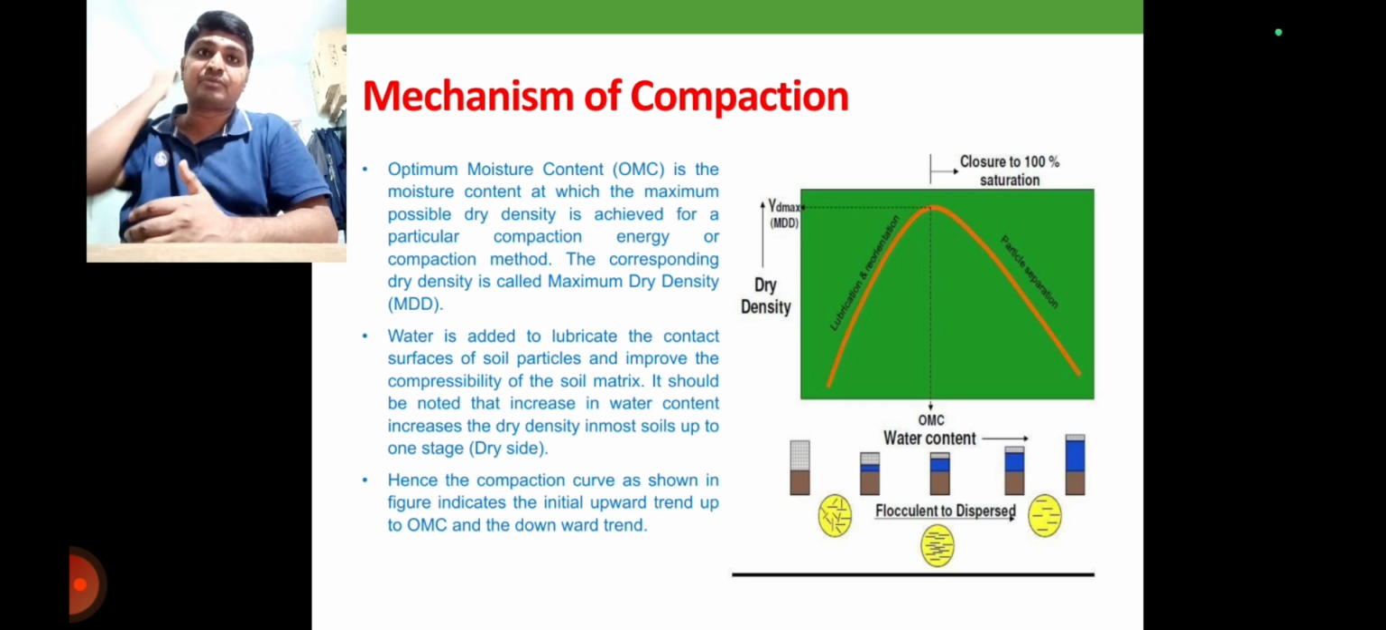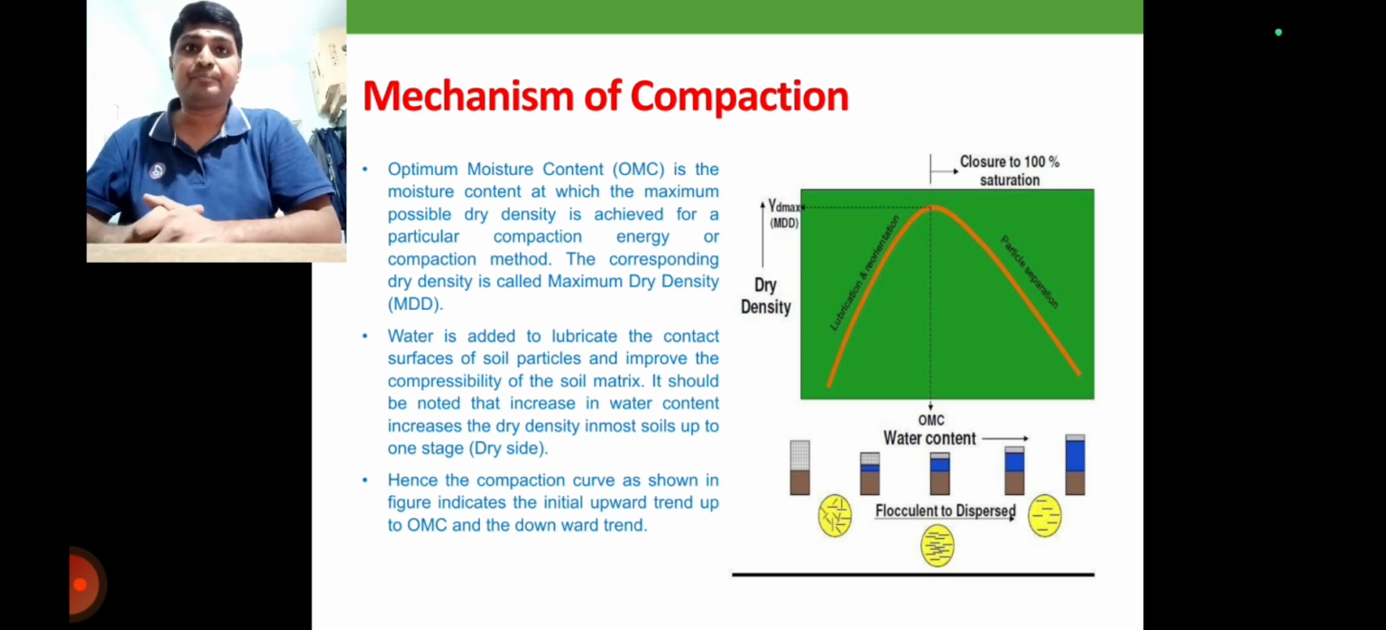Then, what is the mechanism of compaction? Here we are observing three points, and also the graphical representation between dry density and water content. As already discussed, the optimum moisture content is the moisture content at which the maximum possible dry density is achieved. Below or beyond the optimum moisture content, sufficient dry density will not be achieved.